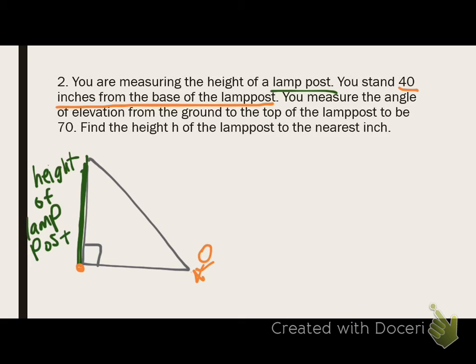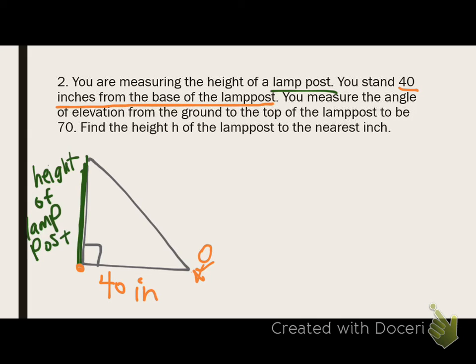Remember that if you look at the keywords worksheet, I want you to take a gander for a second. It says distance from, it's the second bullet point. Remember the one you starred? Distance from an object is always going to be the horizontal line. So standing 40 inches from the base of the lamppost is going to be this bottom line.